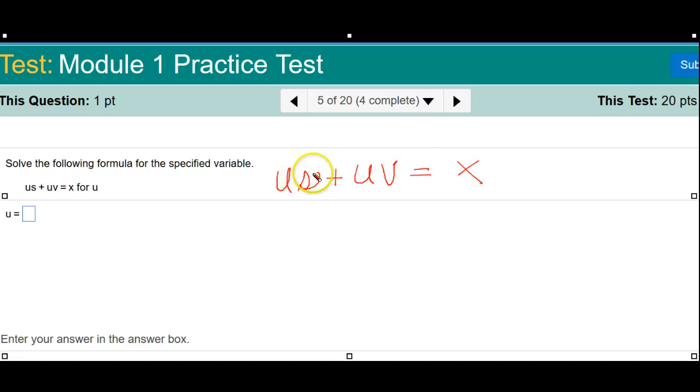For something like this, when you have the letter you're looking for in 2 terms, we have to factor it out. So u(s plus v) equals x. Now to isolate the u, we have to divide both sides by this. And then this cancels out, and that's what u is. Now note that all of these are lowercase letters. So if you make any of these letters capital, they will count that incorrect.